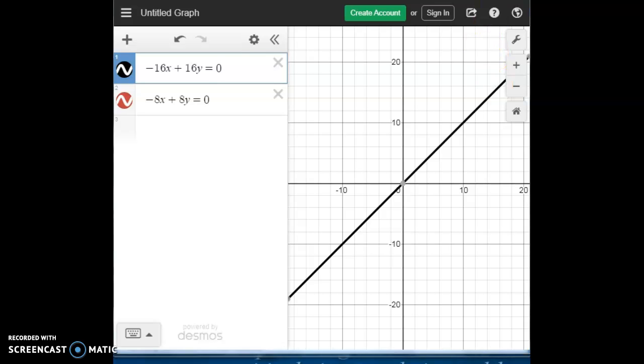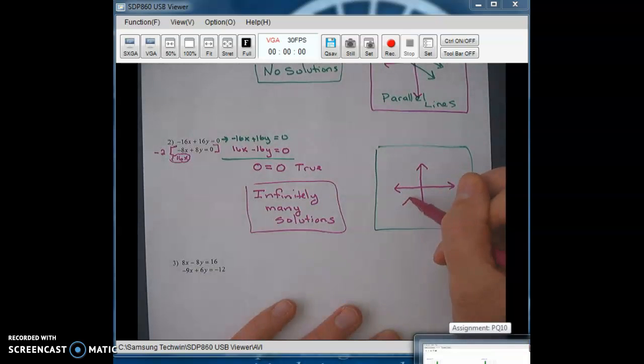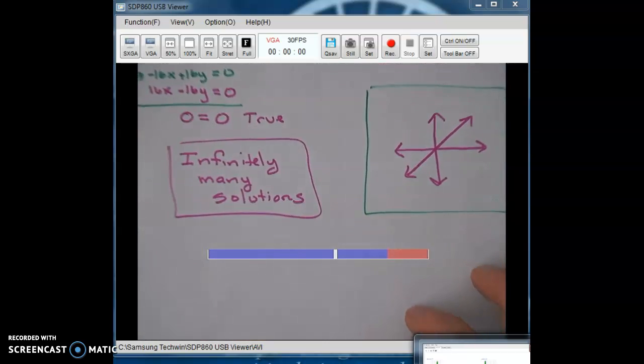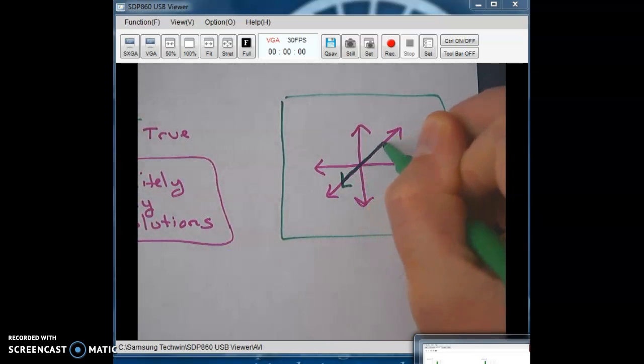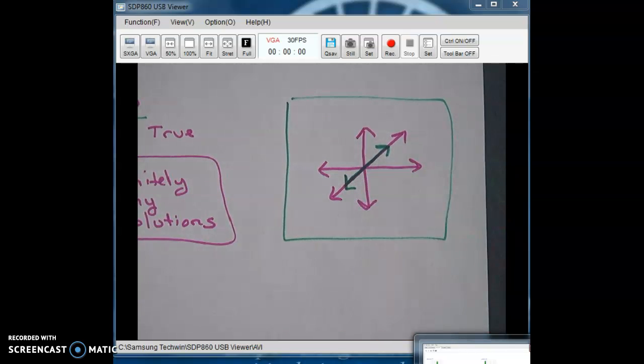So when I come back over and look at it, I would probably show this graph as a graph where both lines are on top of each other. And that's kind of hard to draw. Sometimes when you see it in drawings, they'll have the one line and then they'll have arrows a little bit shorter, so that way it's the same line, but you can tell them apart. So they'll kind of have two lines on the same one. And that's what infinitely many solutions would look like.